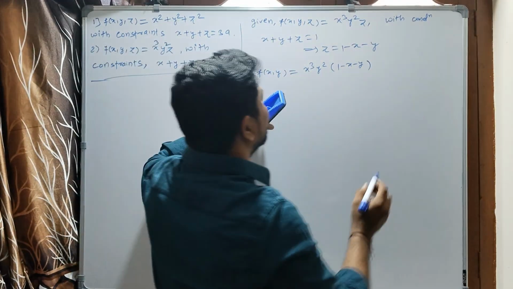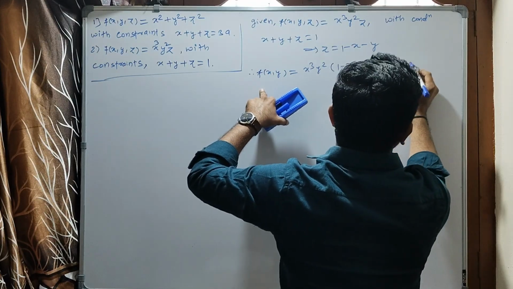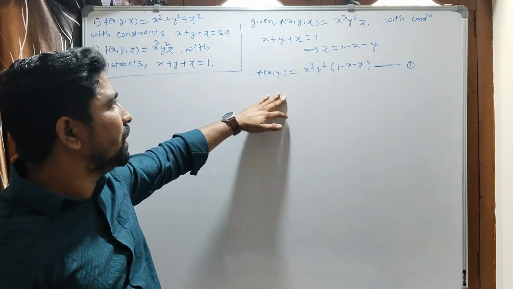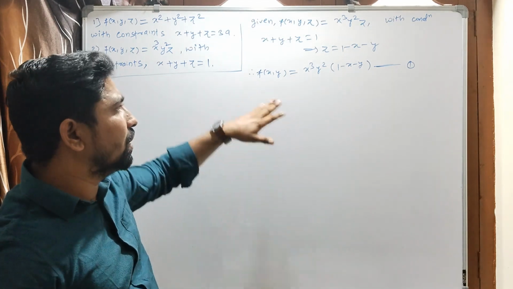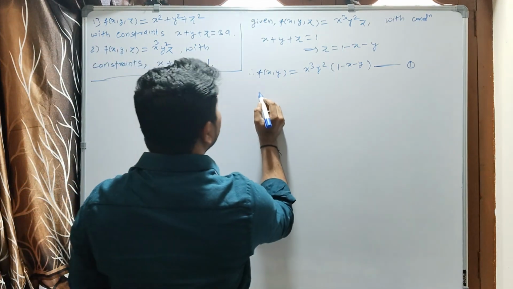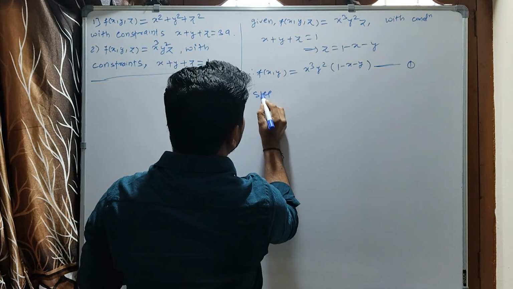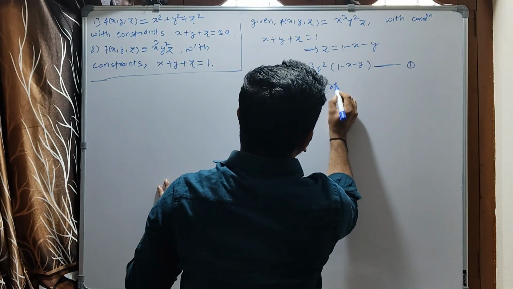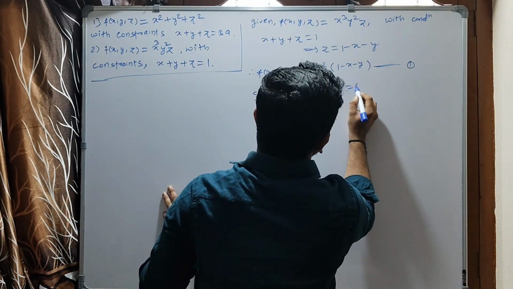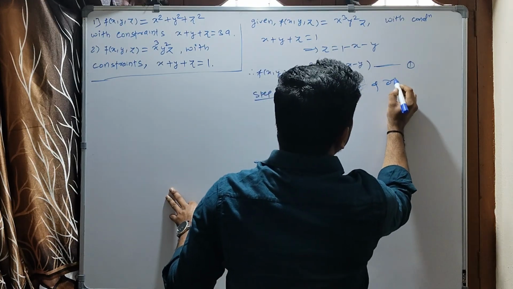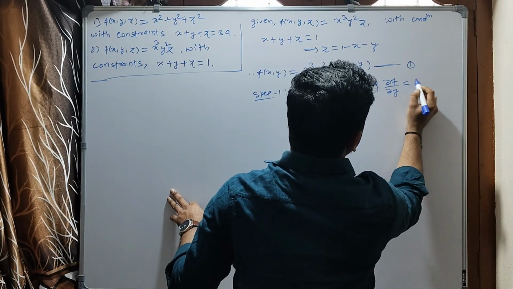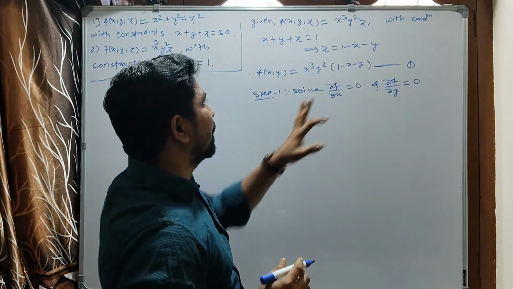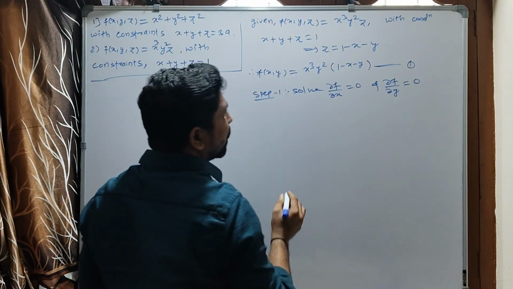Now let's say this is equation number 1. Now I want to find the maxima and minima of this function by using the test. So let's say step 1: solve dou f by dou x equal to 0 and dou f by dou y equal to 0 to find the stationary points of your function.